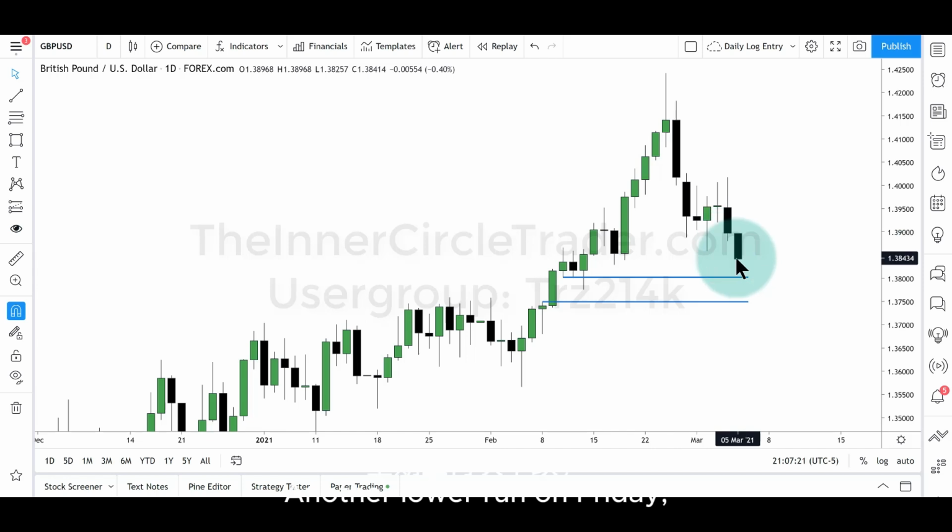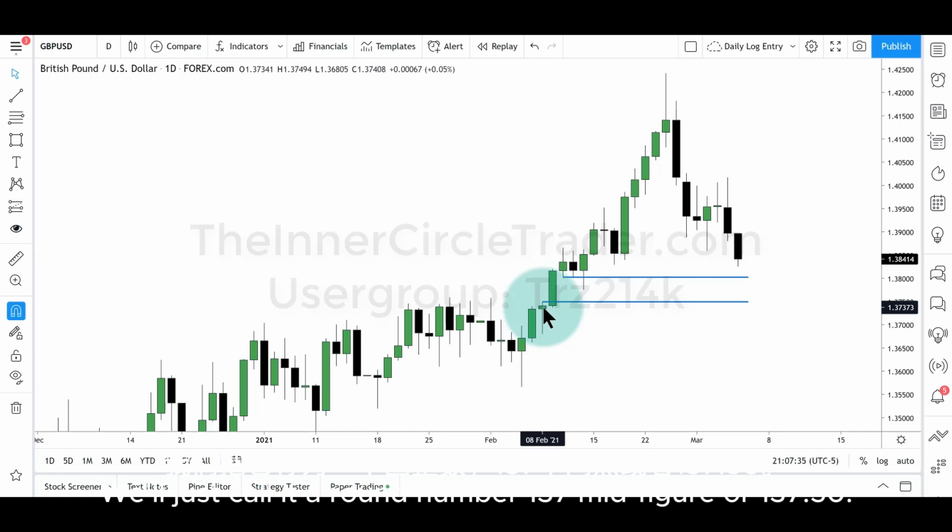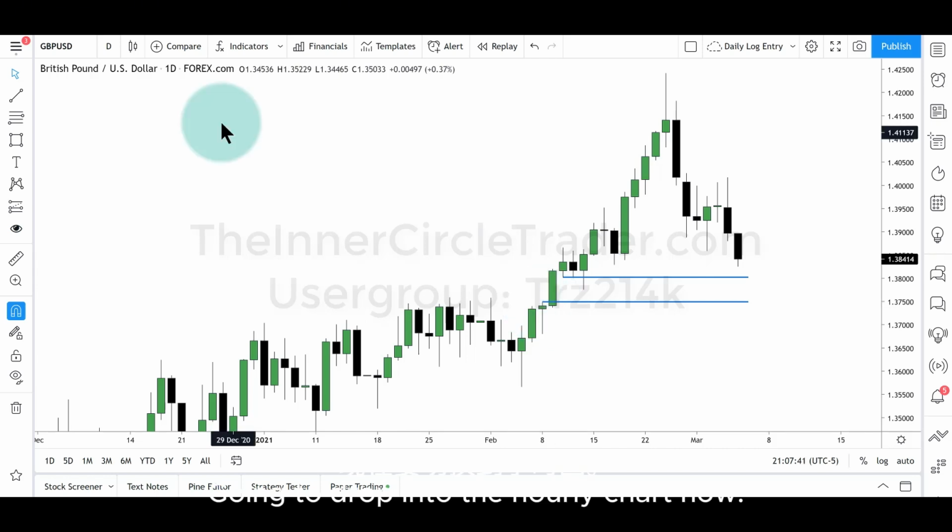Another lower run on Friday, and I want to see it trade into this. I want to do a complete closure of this. That's what I'd like to see. So we're looking at this candle's high at 137.49 and 4 pipettes. We'll just call it a round number, 137 mid-figure, or 137.50. Just going to drop into the hourly chart now.